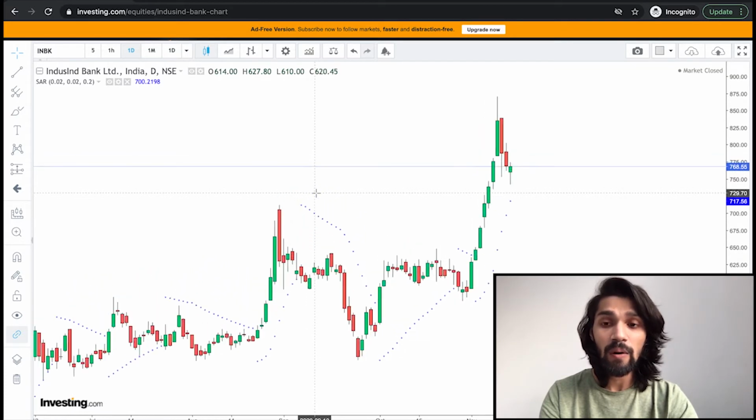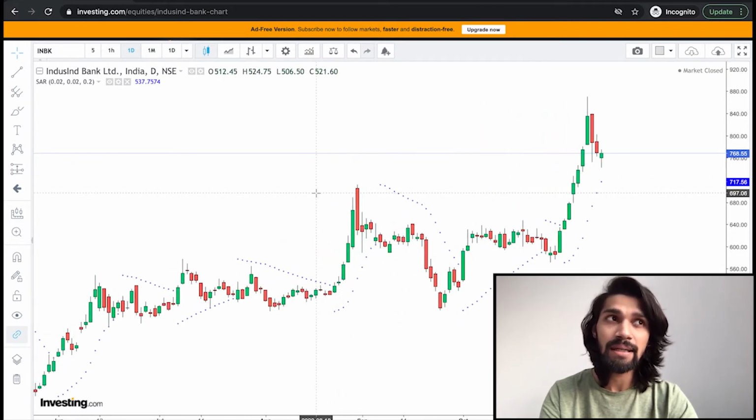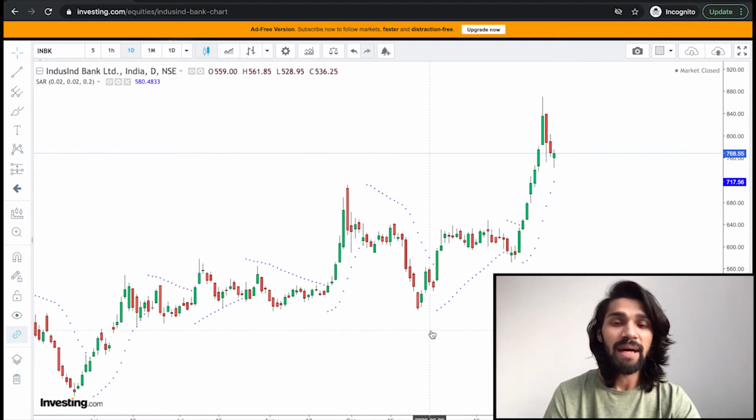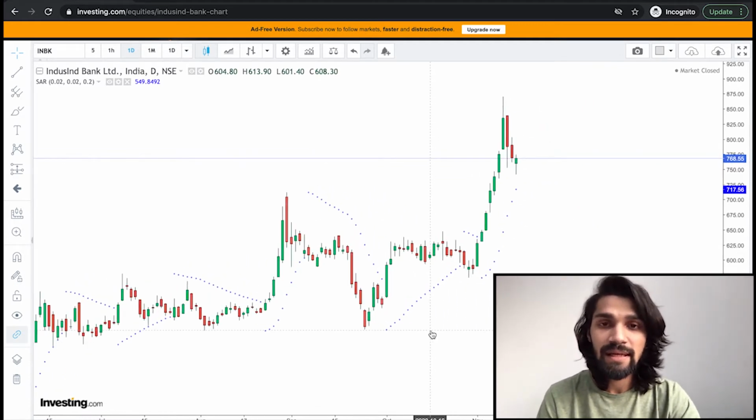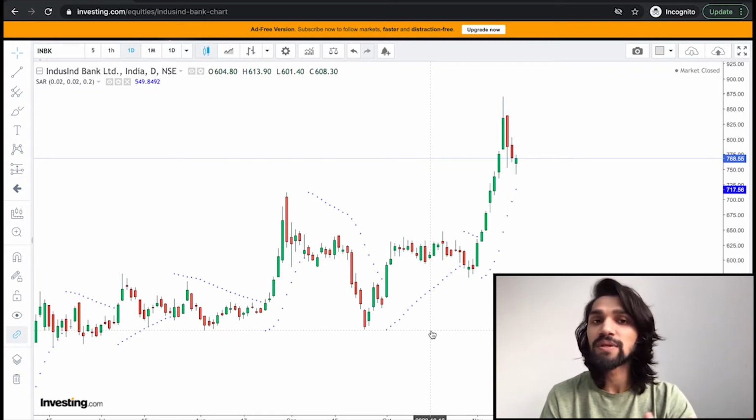Parabolic SAR can also act as a hard stop loss for you. Parabolic SAR is known to give false signals if the trend is sideways. It is not effective if the trend is sideways.